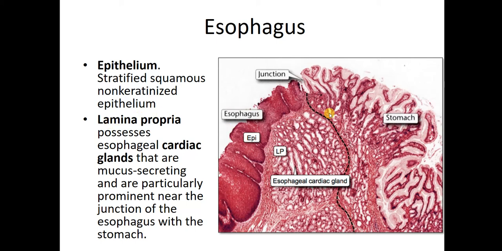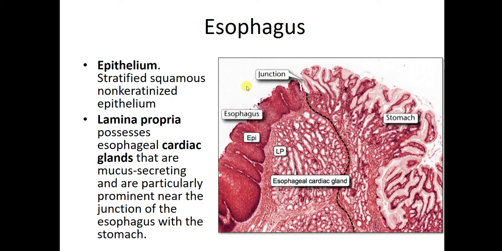Lamina propria, which is present below it. So here LP is shown. Lamina propria possesses cardiac glands in the cardiac region. The main function of this, of course, is secretion of sodium bicarbonate, which is released into this area.